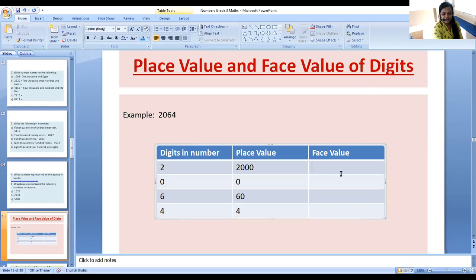How about the face value of digit 2? Yes, it remains the same. 0 is 0 itself, 6 is 6 itself, and 4 is 4 itself. Here we come to know that place values of the digits depend upon the position where they are placed, whereas the face value remains the digit itself.